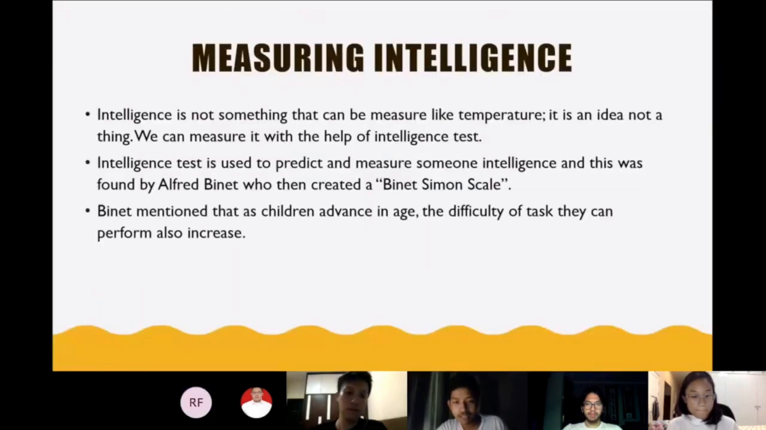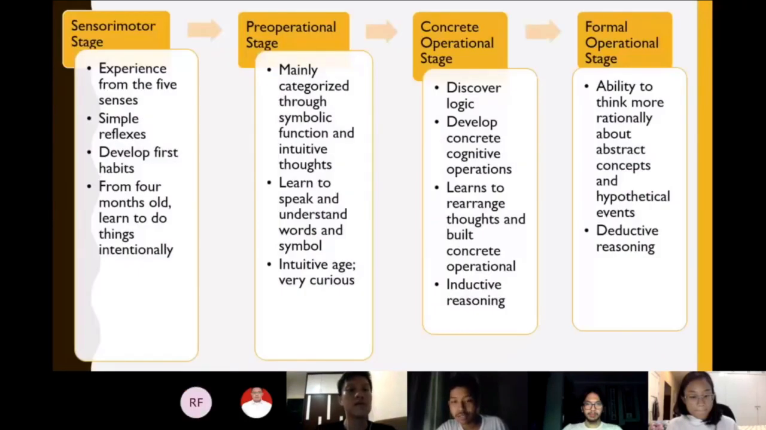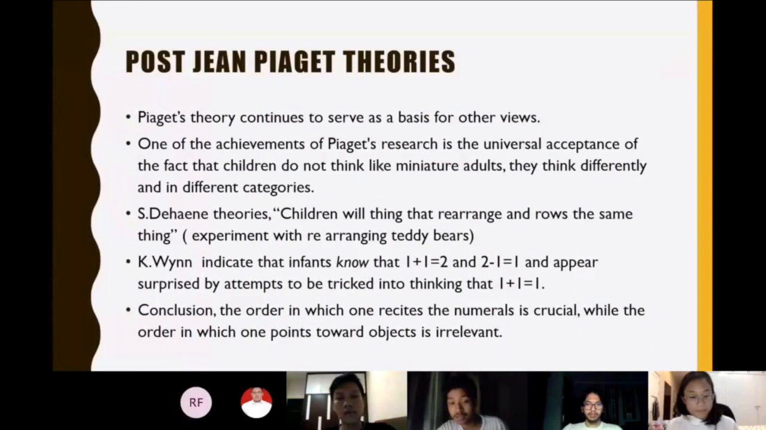And then the other scientist, Wynn, experimented with numbers. As you can see, he showed that 1 plus 1 equals 2 and 2 minus 1 equals 1. Then he tried to trick the children by rearranging it to make them think that 1 plus 1 equals 1, but it failed. So the conclusion is that for numbers, the children think that the arrangement is crucial, while for objects such as bears or things, it's not relevant. Next.